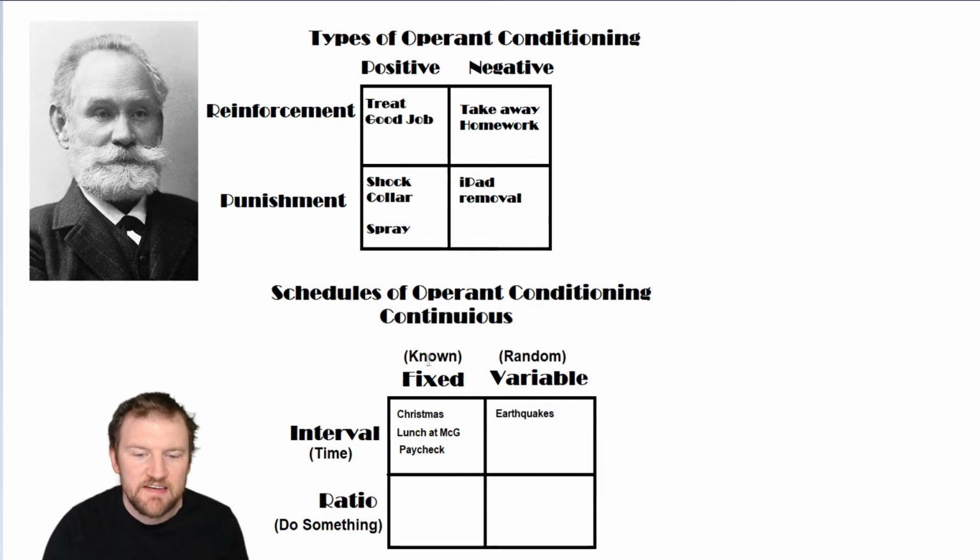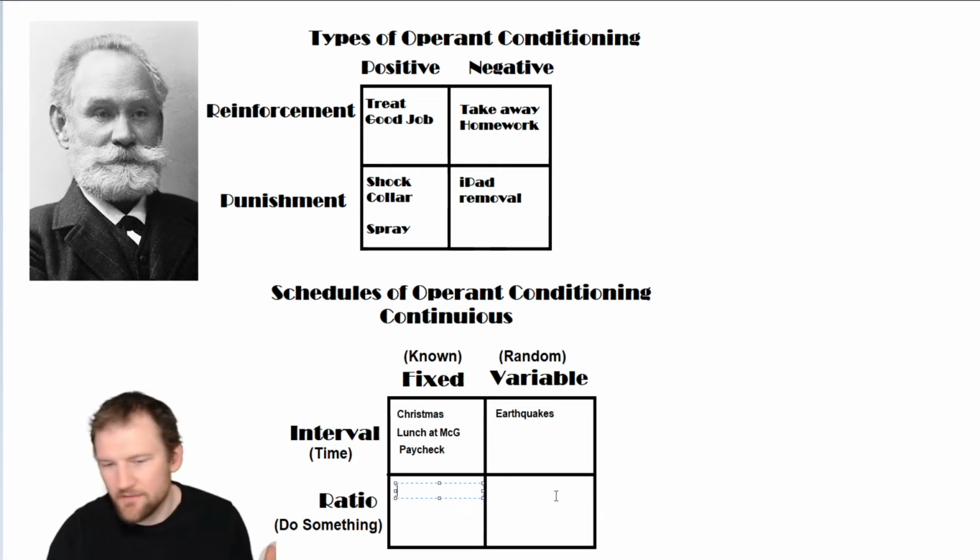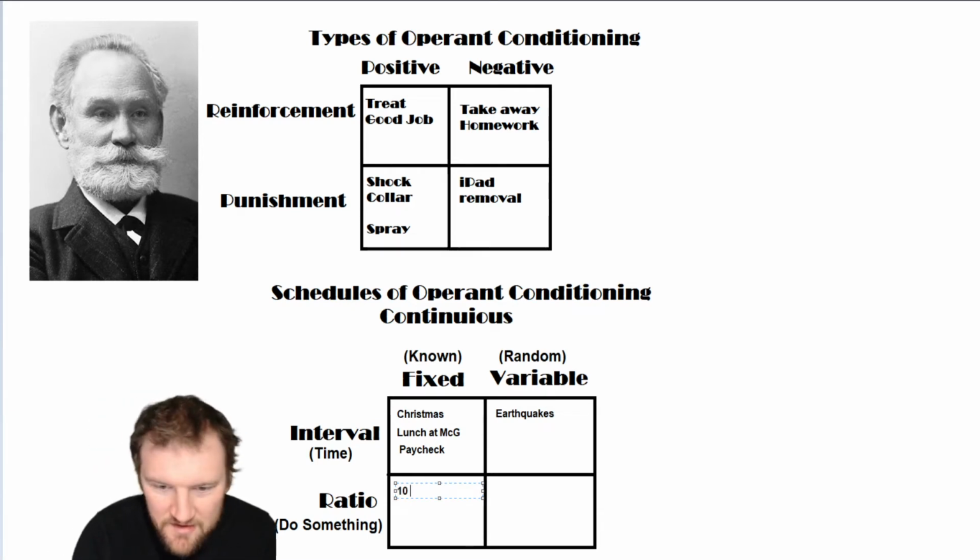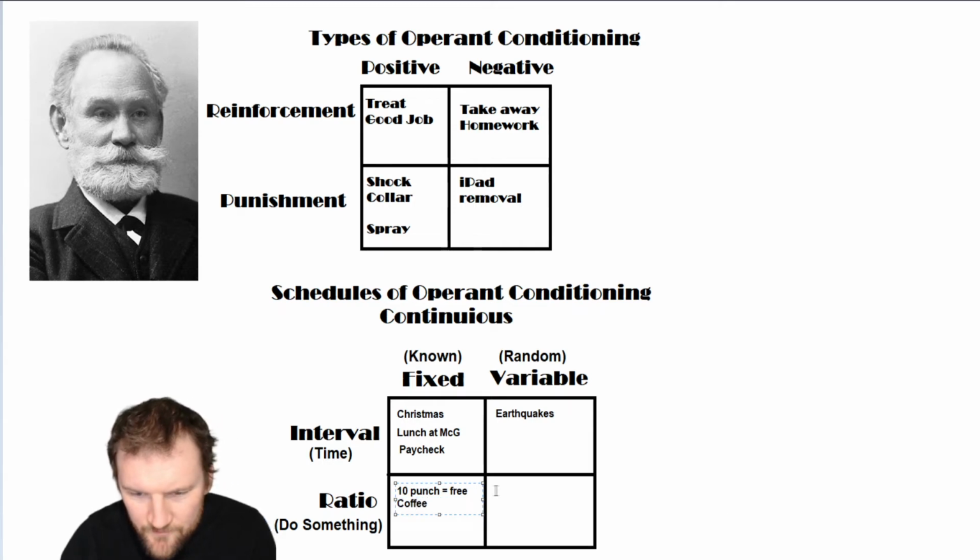Let's look at fixed ratio. That's being rewarded after a certain number of times doing something. That would be like punch cards at a coffee place. So like 10 punches equals a free coffee.